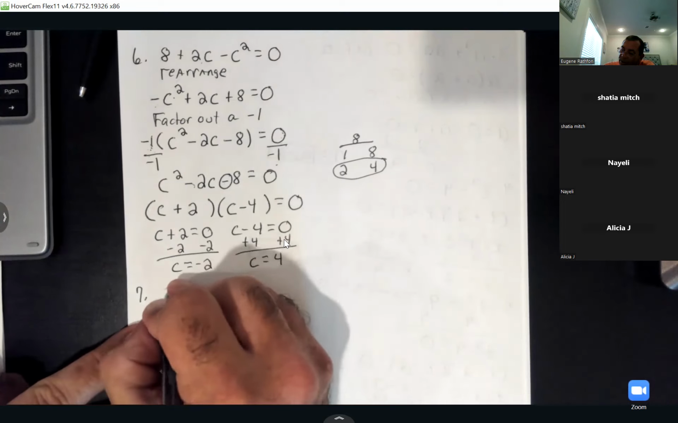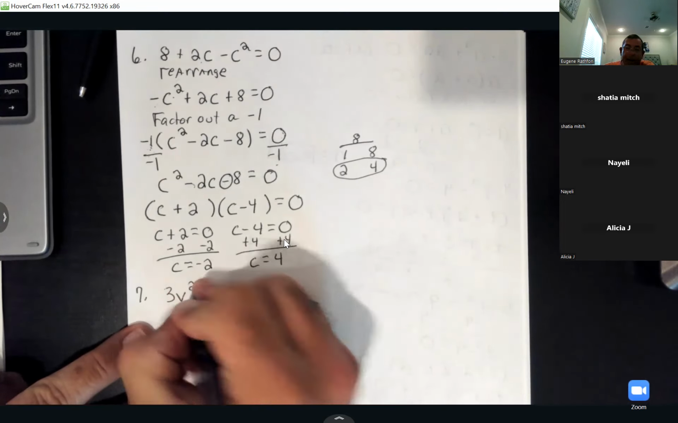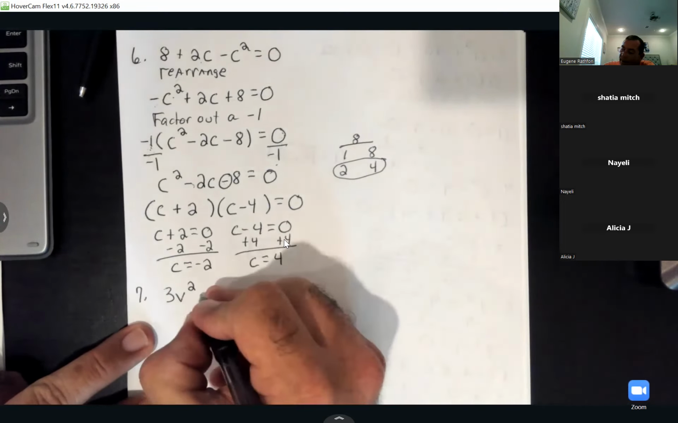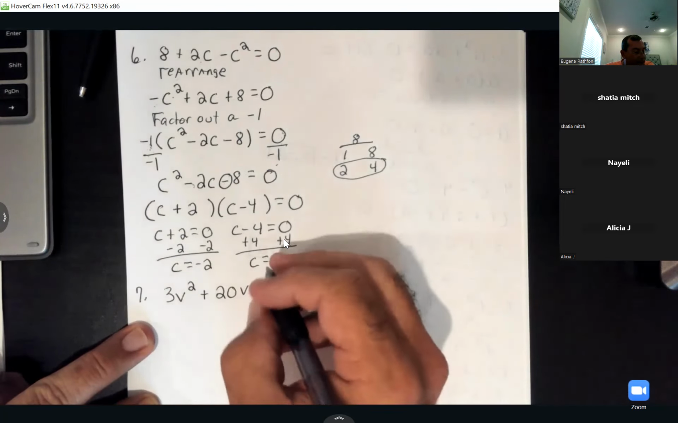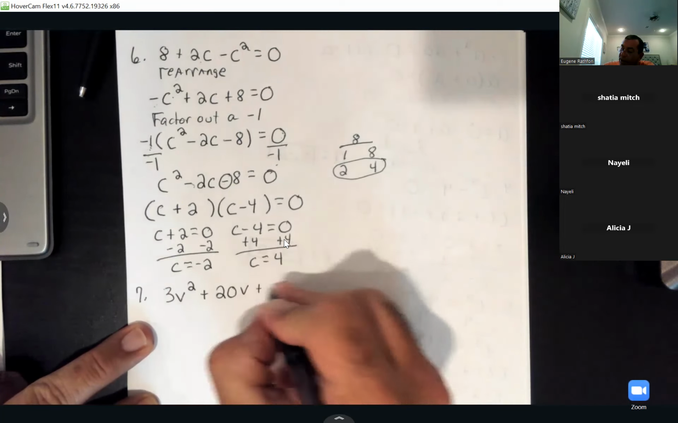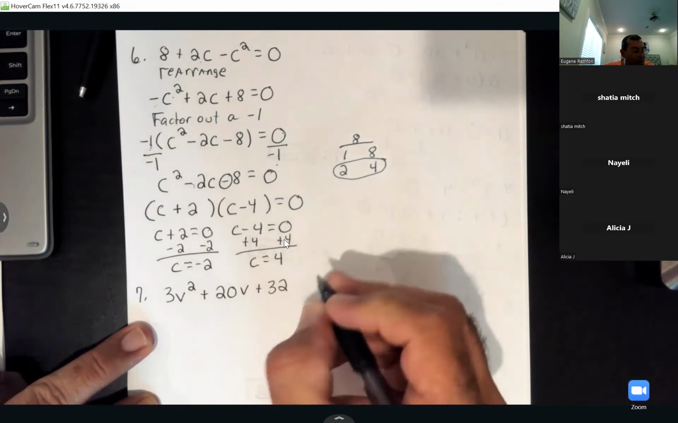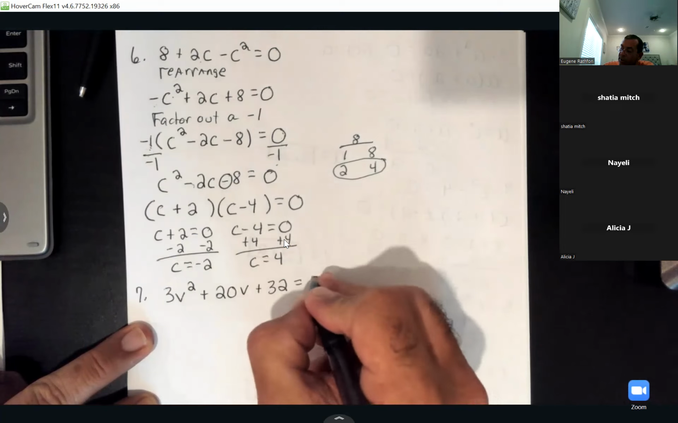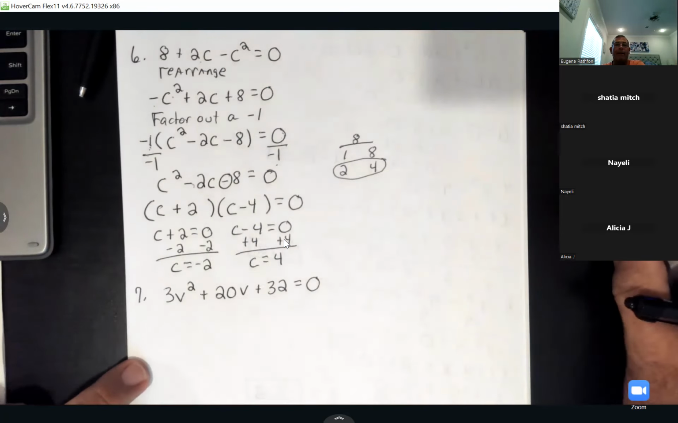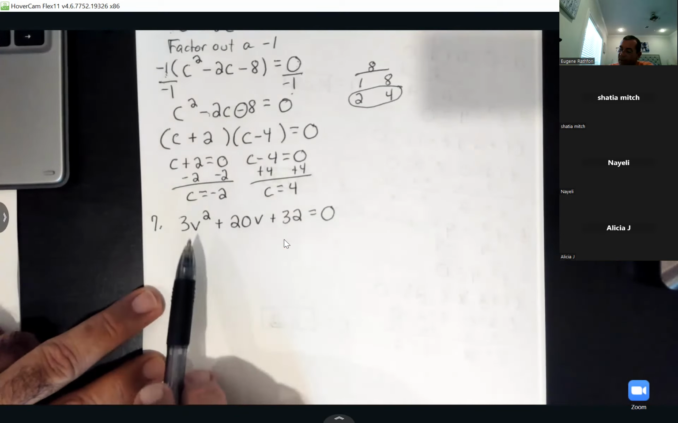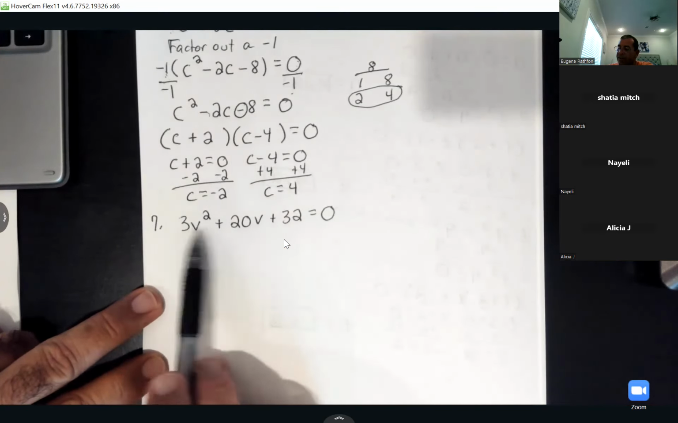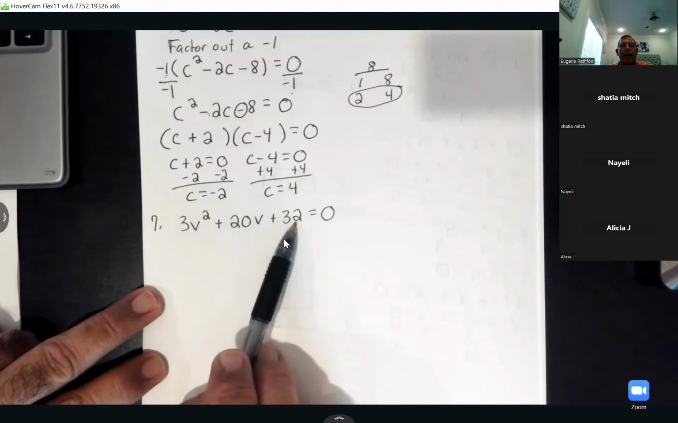Oh, here's a good one. 3v squared plus 20v plus 32 equals 0. So y'all, guess what? Unfortunately, there's not a greatest common factor on that.